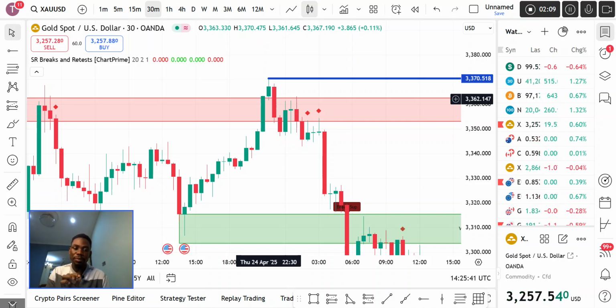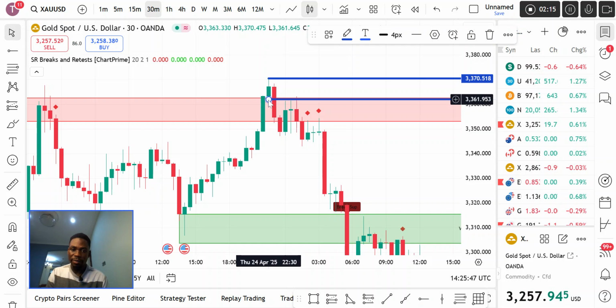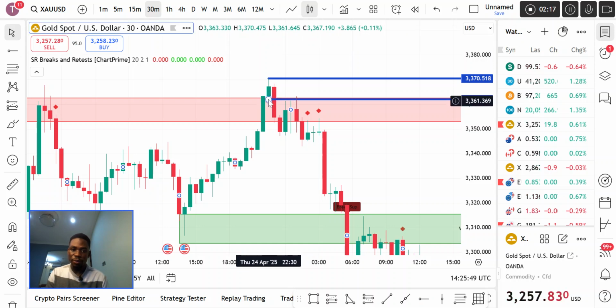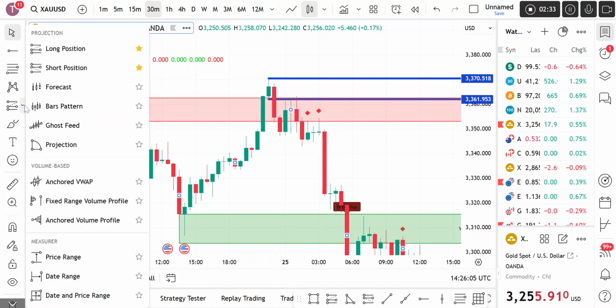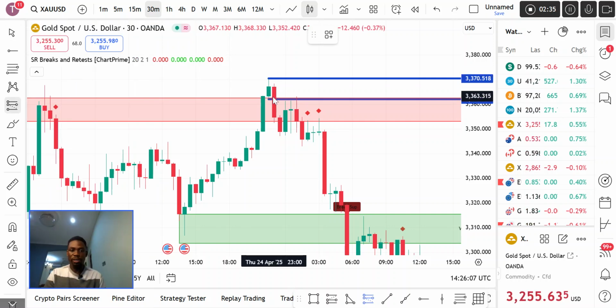So let's go. Over here, you can see that we had a break, and we had a break over here. This is a confirmation telling you that the market is going to reverse. We have a break, and it happened at the resistance area. So this is a confirmation, and then you can take your entry from here and go straight forward and short it.